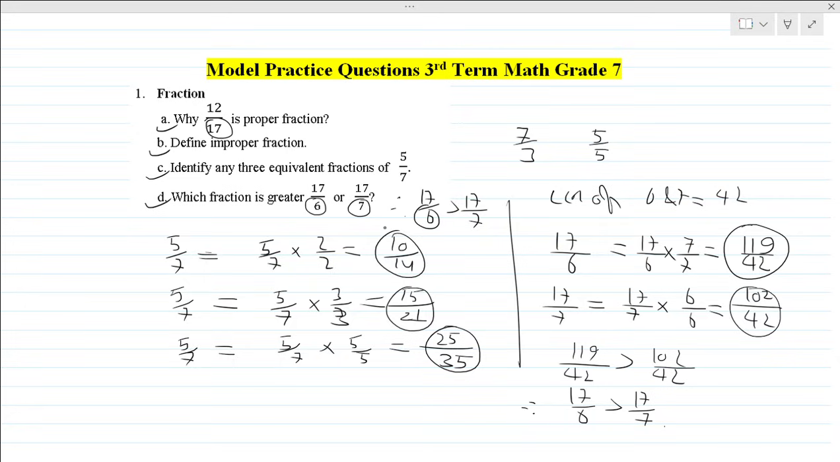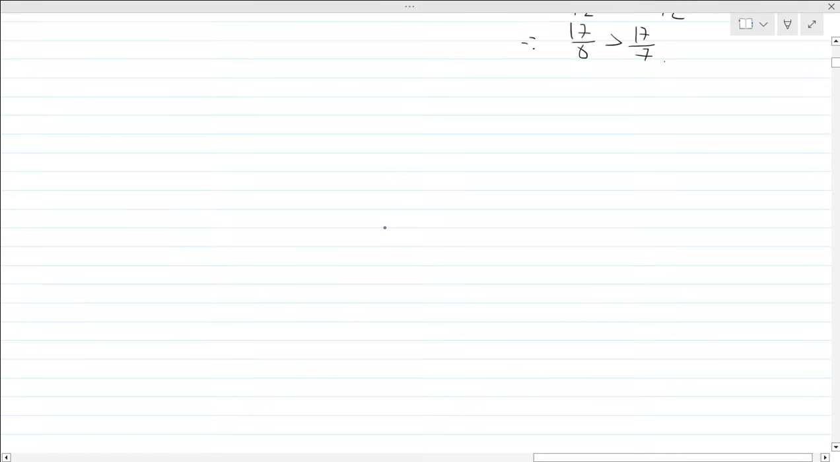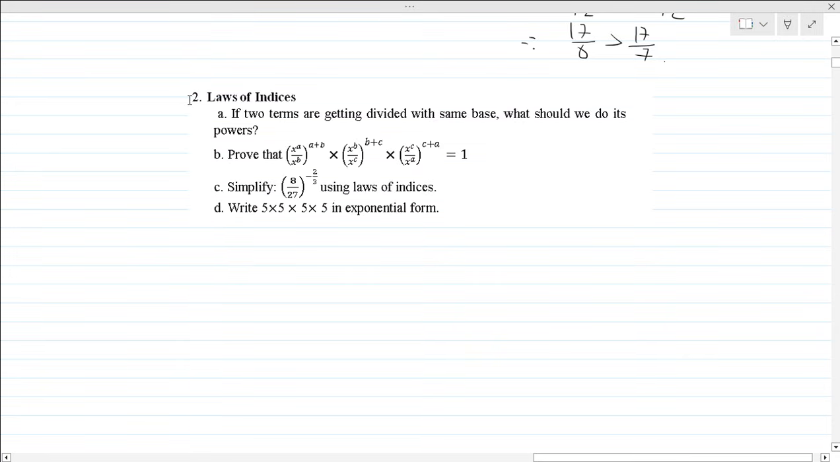Now I go with number 2. I scroll it up. Here I've kept a few questions from the topic of laws of indices. Here goes the first question.